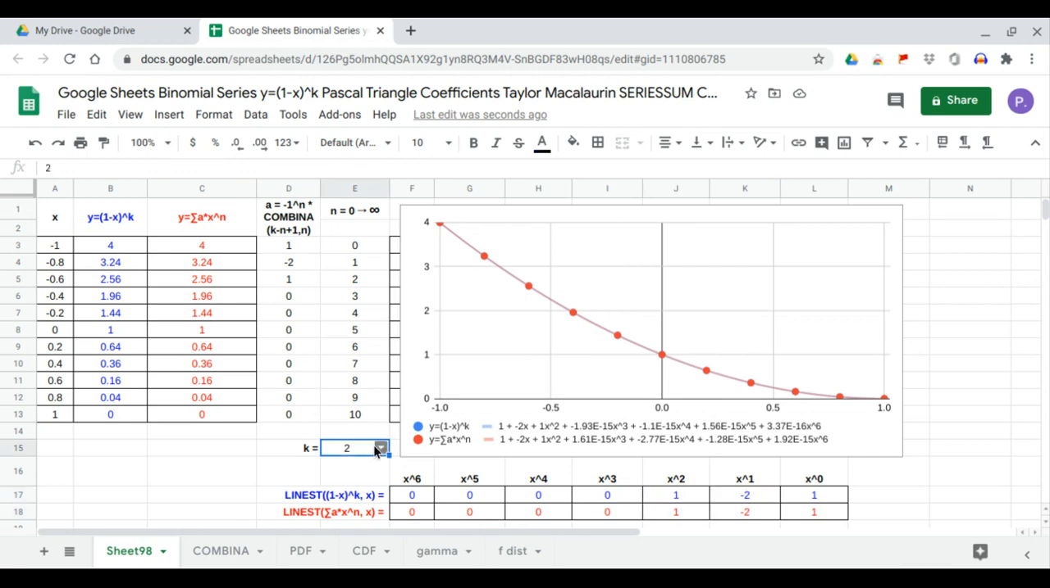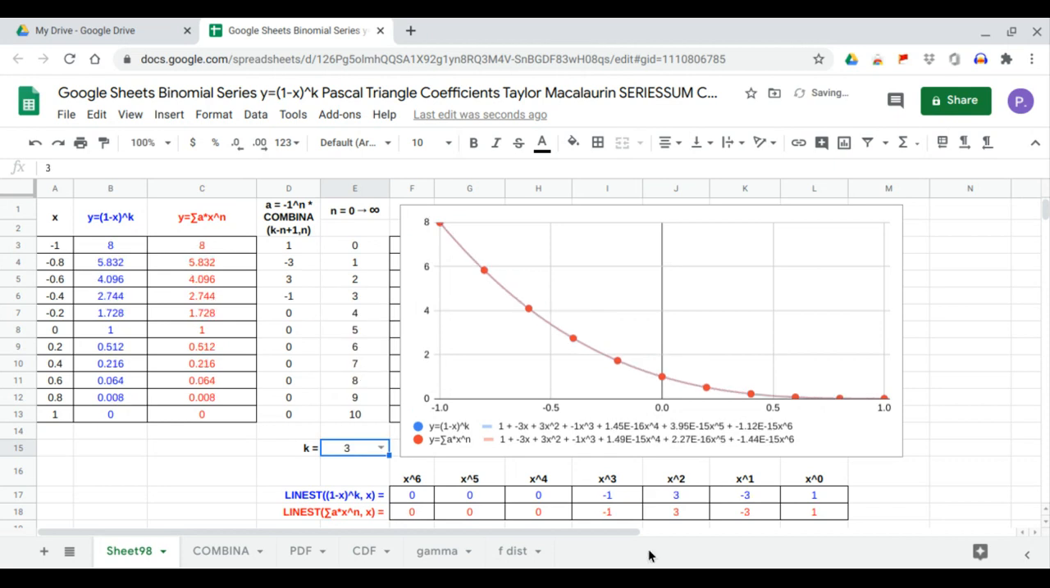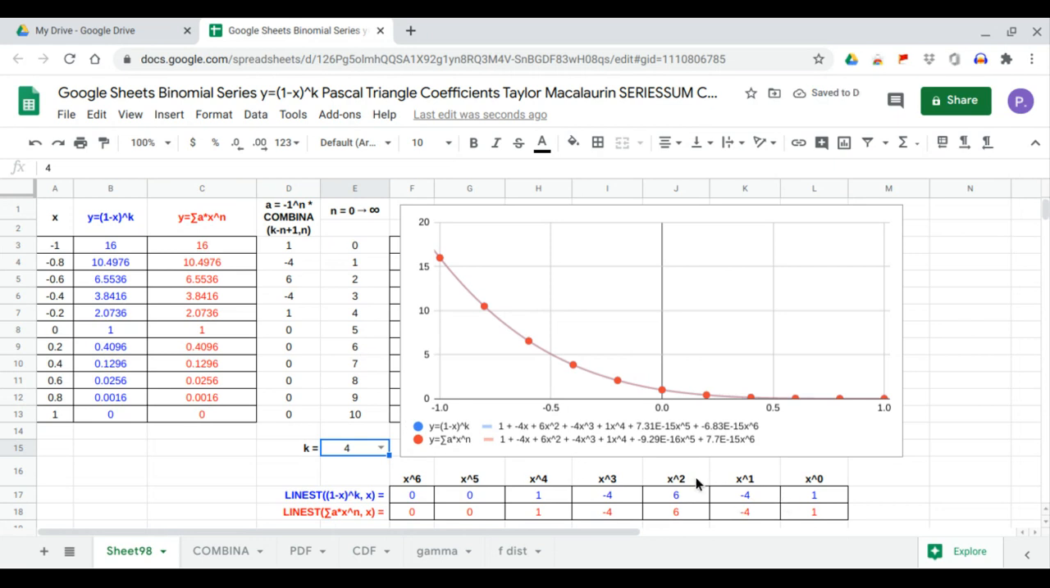At k equals 3, y equals 1 minus 3x plus 3x squared minus x cubed. And our regression coefficient matches our expansion coefficient. And k equals 4, y equals 1 minus 4x plus 6x squared minus 4x cubed plus x to the fourth, and the rest are 0. So our regression coefficient matches our expansion coefficients.